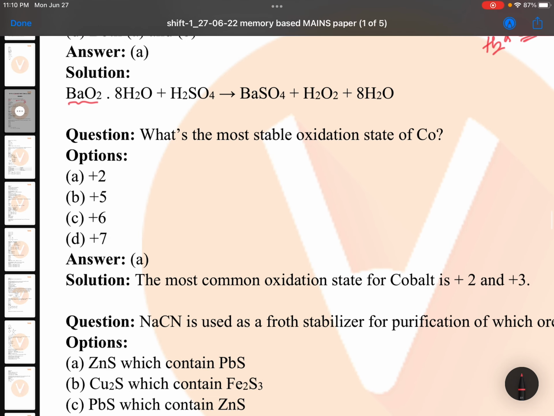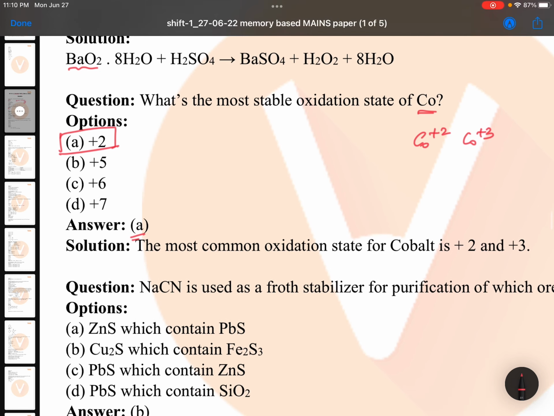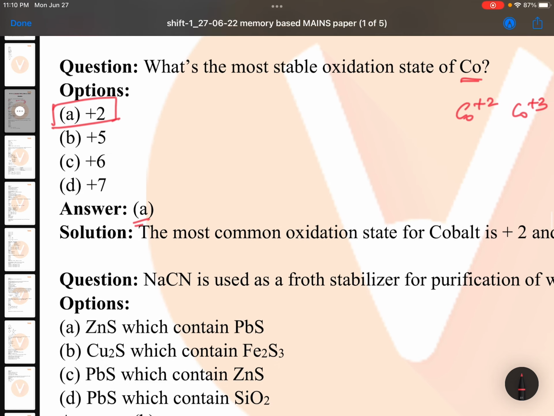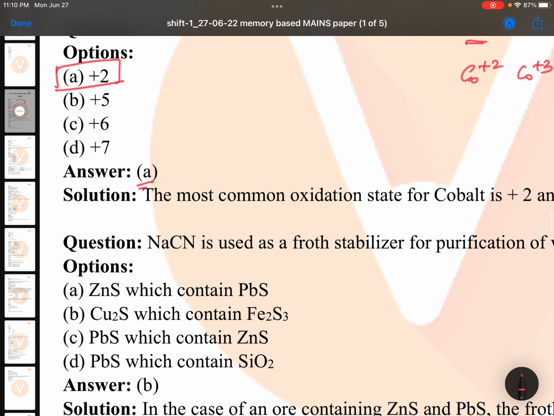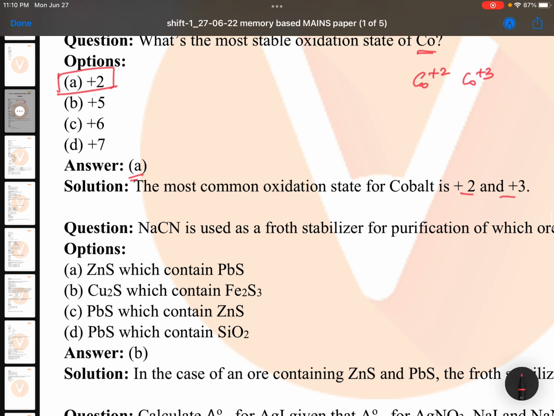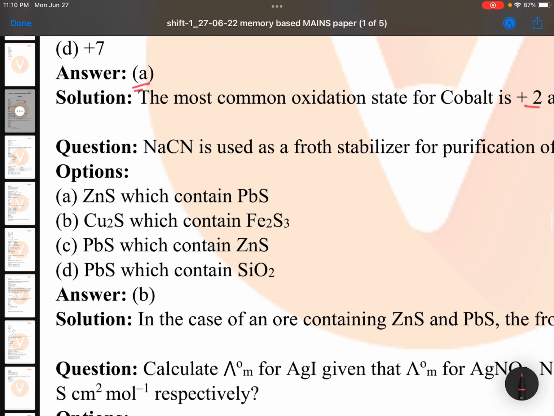What is the most stable oxidation state of cobalt? Cobalt generally shows +2 and +3. Of the options here, only +2 is there. Most of the time option A will be the answer because this is memory based, so we keep options according to our choice. So cobalt shows generally +2 and +3, and here +2 is given.